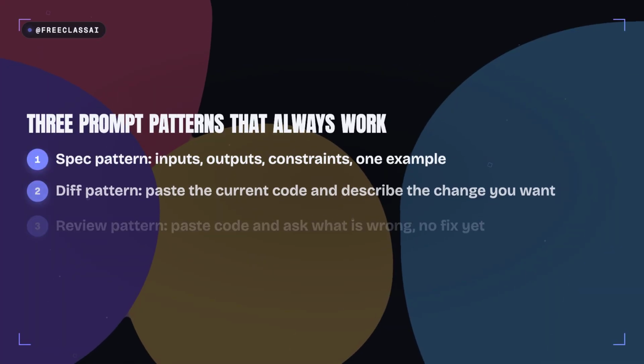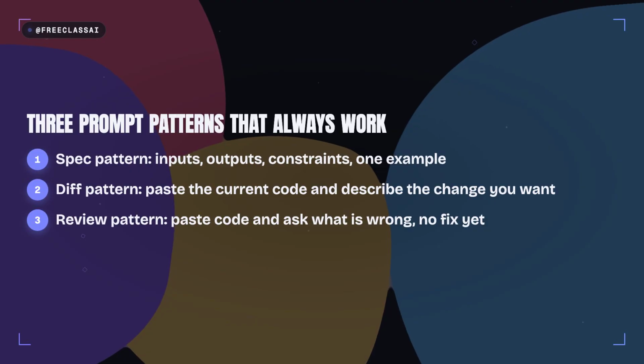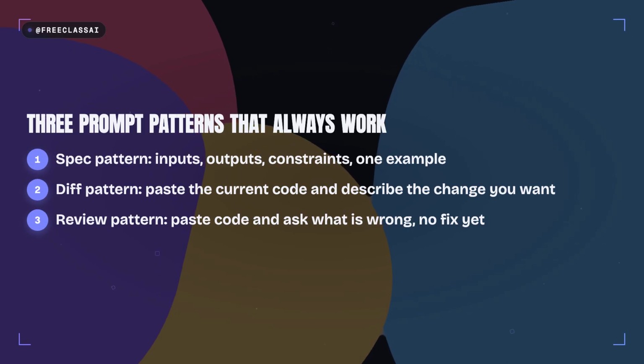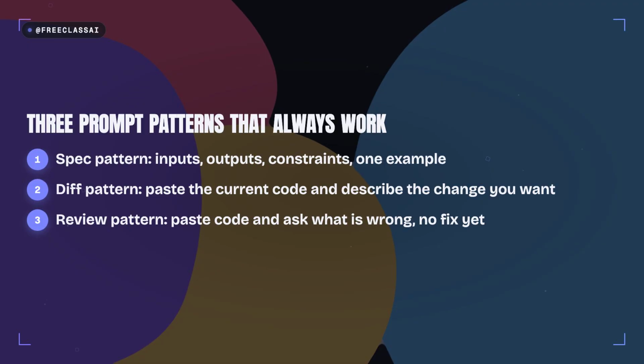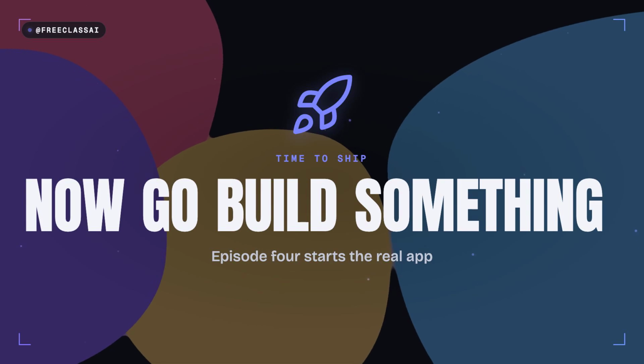Memorize these three. Most of your day is either describing a new function, asking for a change to existing code, or asking the model to find a bug you cannot see. Each pattern has a different shape, and using the right one cuts your iteration count in half. With a good spec habit, you can stop fighting the model and start collaborating with it.